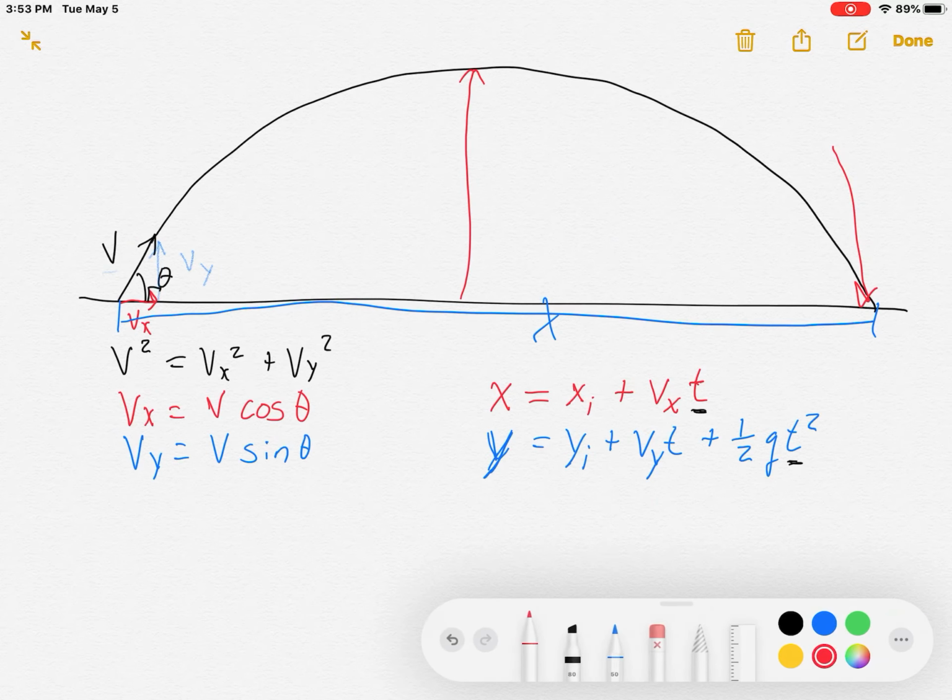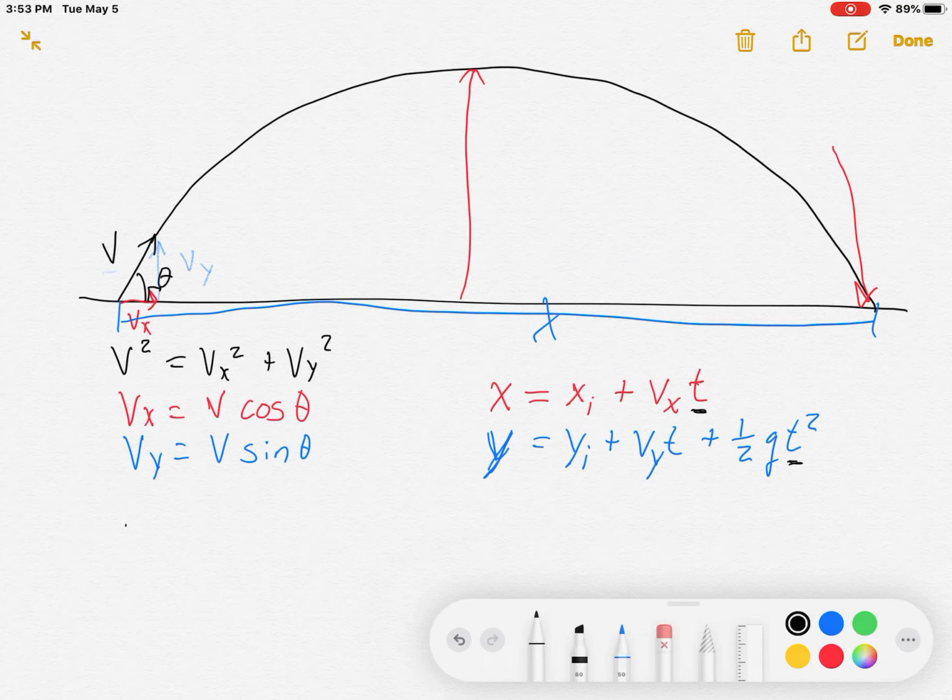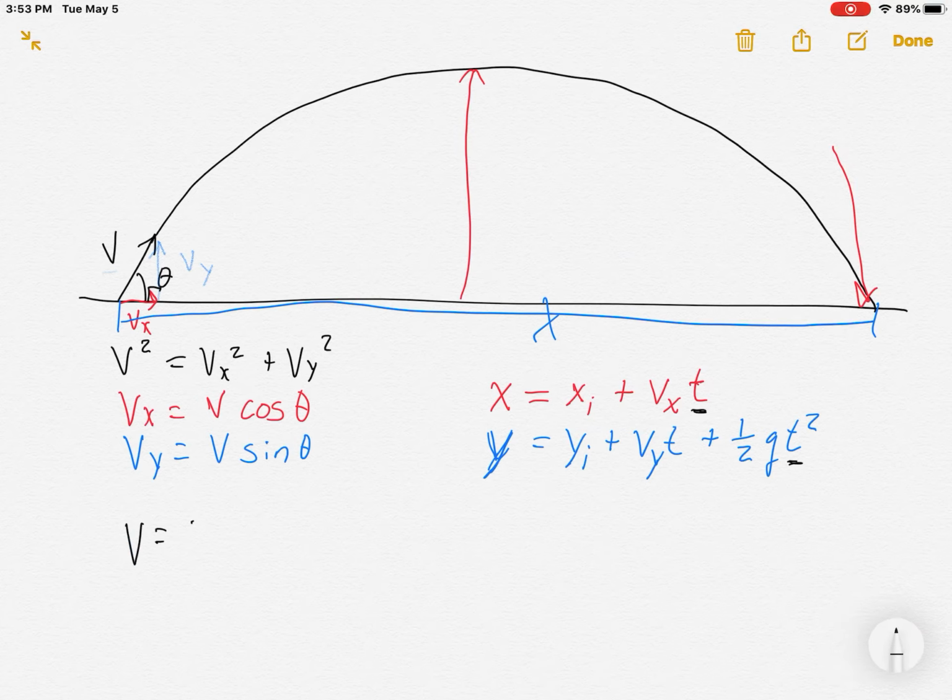So anyway, let's look at a sample problem here. Let me just make up a situation. Let's say we have an initial velocity of 20 meters per second, fired at an angle of, let's say, 60 degrees.